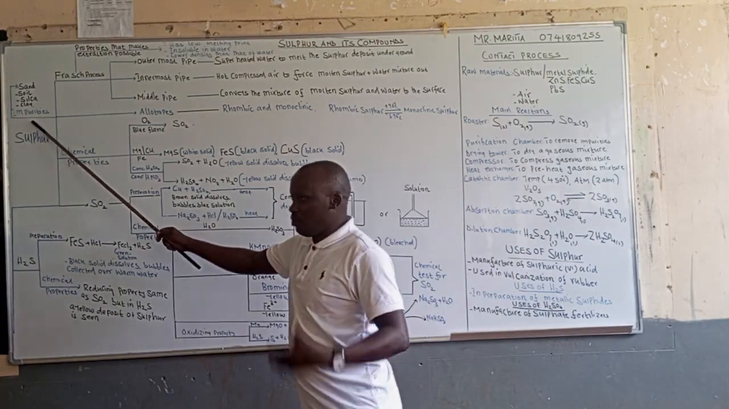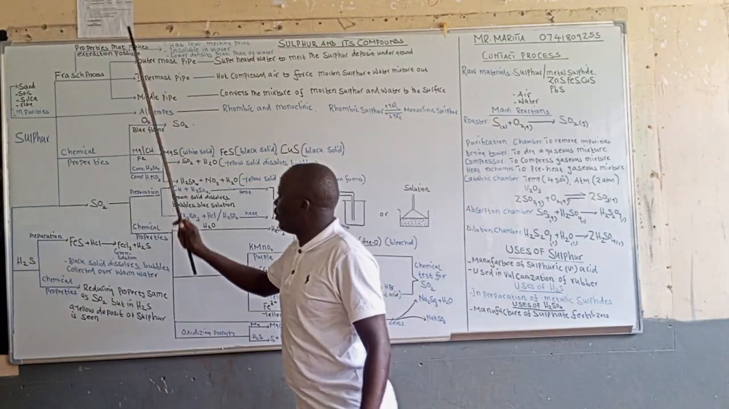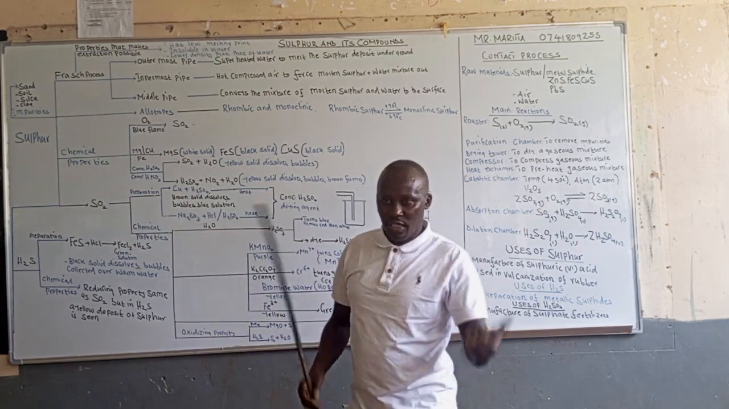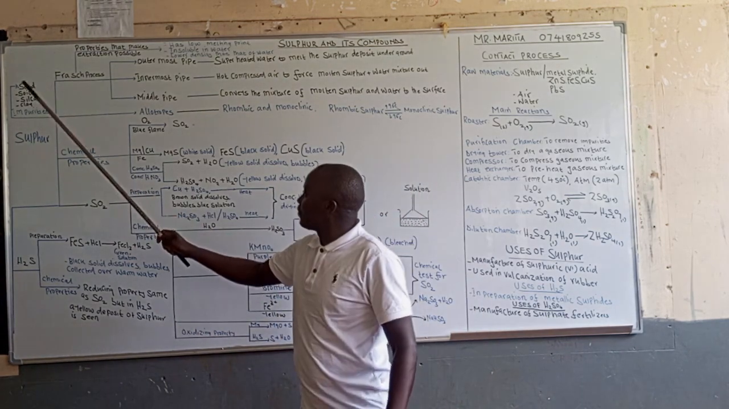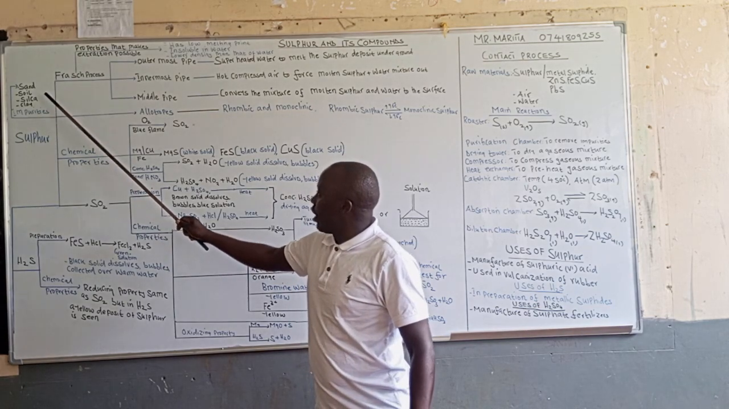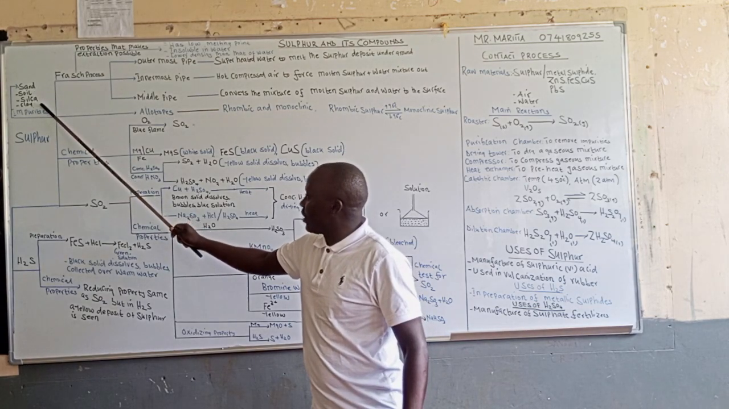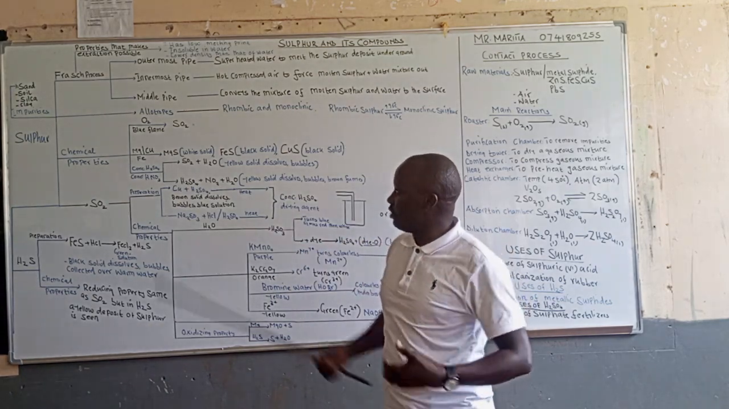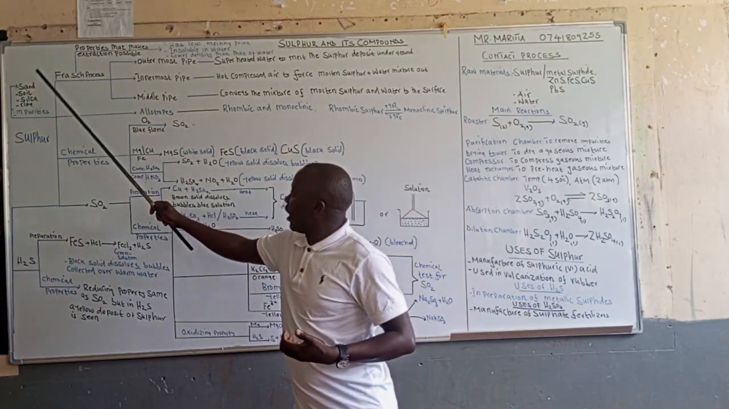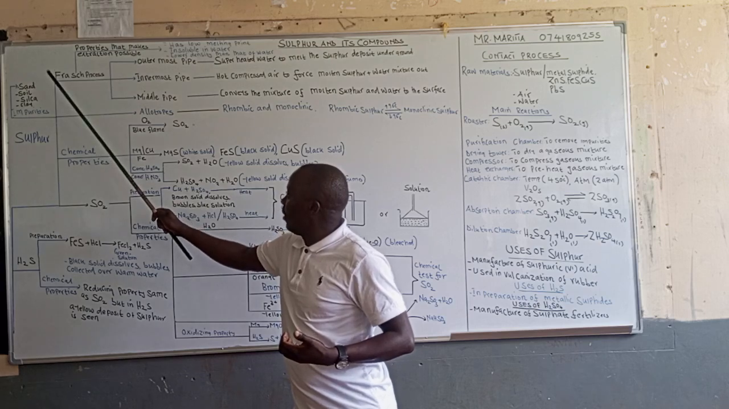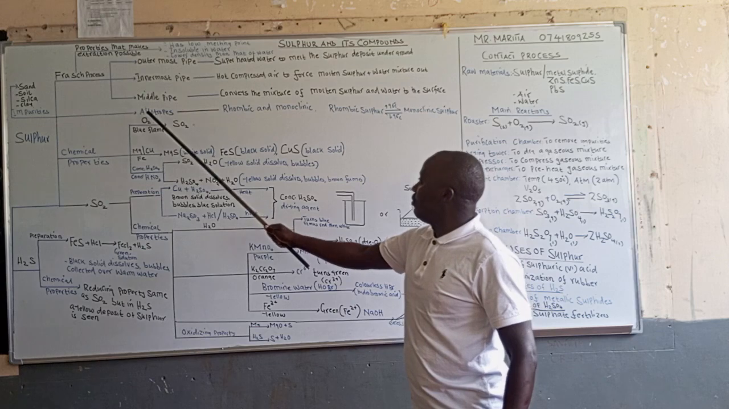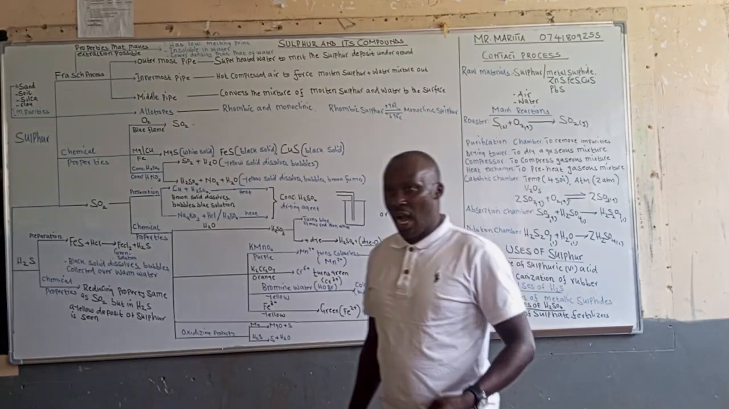Then this sulfur from underground contains some impurities. So what are the impurities of this sulfur? Impurities found in sulfur are sand, soil, silica, and clay. So if you are asked to name some impurities found in sulfur, you name sand, soil, silica, and clay.